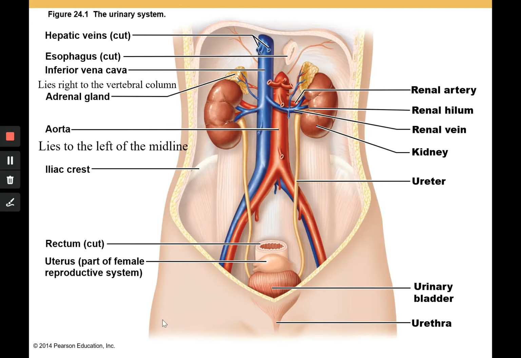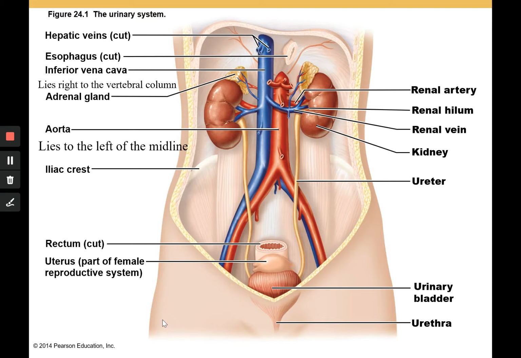So let's just review real quick. Our organs of the urinary system are the kidneys, the ureters, the bladder, and the urethra. That list goes superior to inferior. We can find the organs of the urinary system in the abdominopelvic cavity. You have 2 kidneys, 2 ureters, 1 urinary bladder, and 1 urethra.